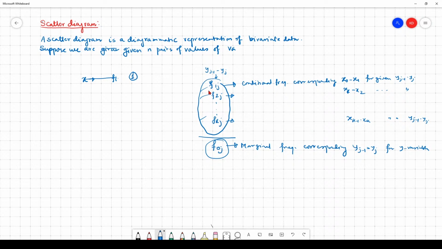Each component, these are the conditional frequencies corresponding to x0 to x1, x1 to x2, up to xk minus 1 to xk for given yj minus 1 to yj respectively, and the sum of these conditional frequencies gives the marginal frequency corresponding to yj minus 1 to yj for the given y variable. Right?